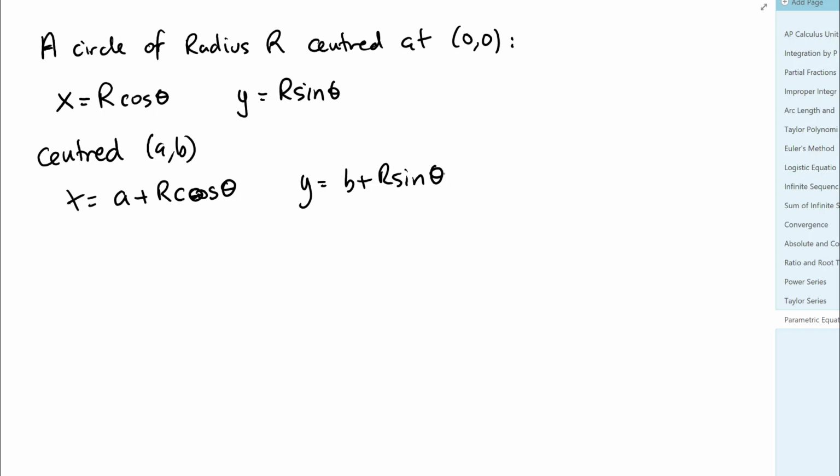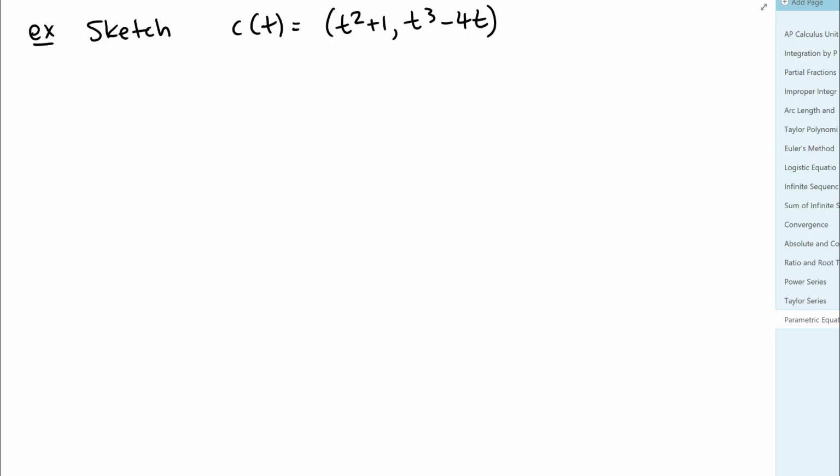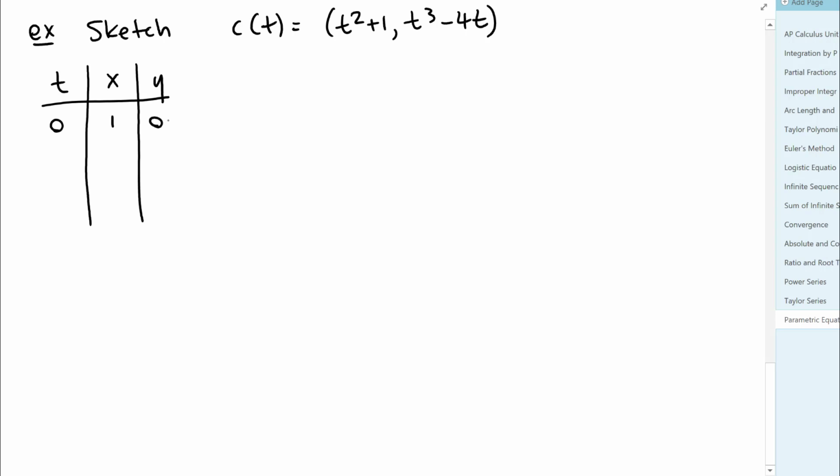Let's take a look at another example of just sketching a parametric. In this case, we're going to try to sketch the parametric equation with x value t squared plus 1 and the y value t cubed minus 4t. So we build our table of values. I need some t values, some x values, and some y values. So, maybe start at 0. What's happening at 0 is y is 1 and x is 0. And then I can try what's happening at, say, plus 1.